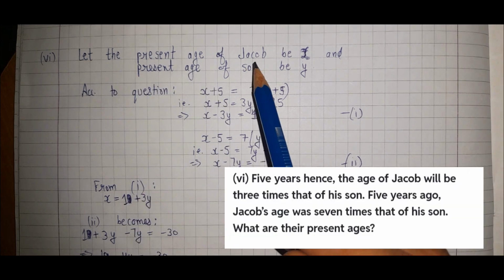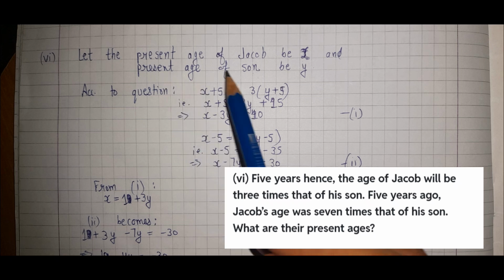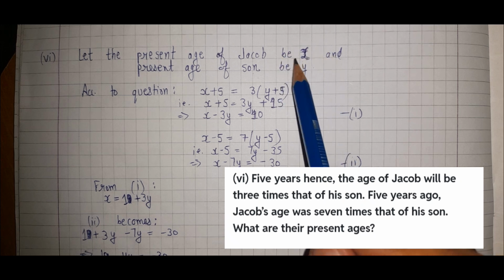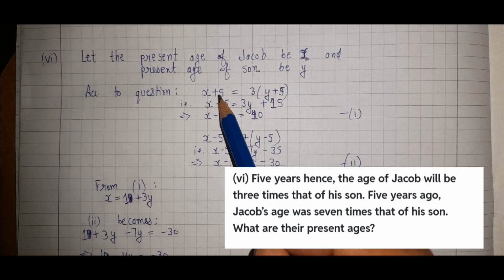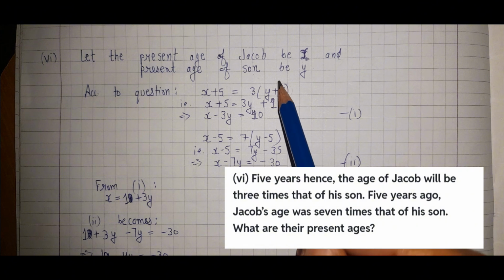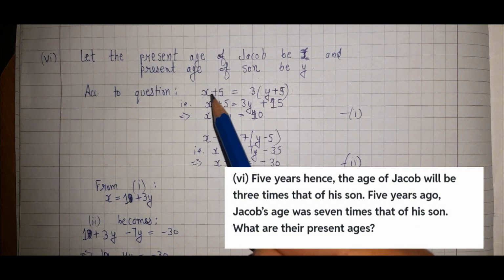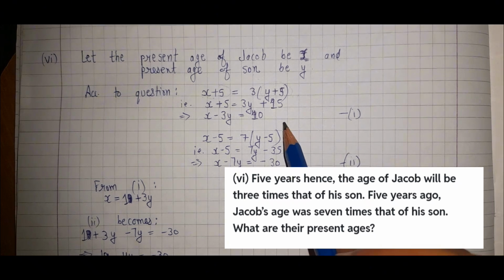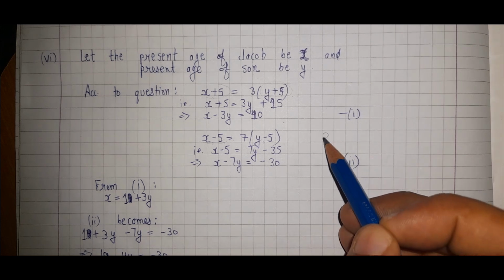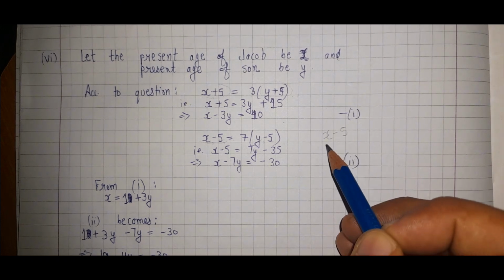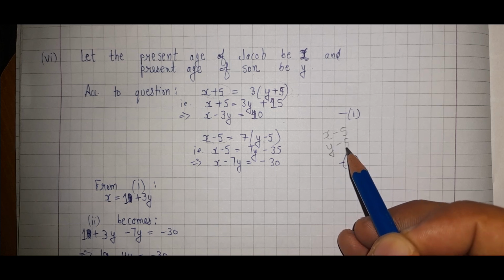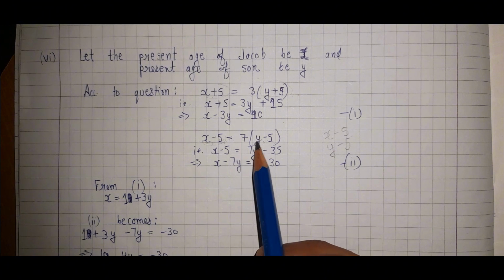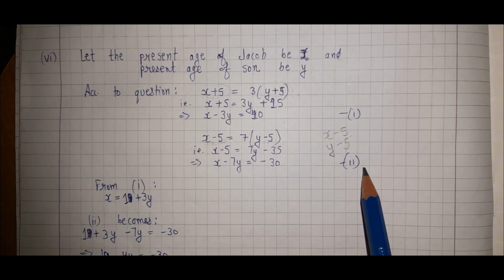Let the present age of Jacob be x years and the present age of his son be y years. So, after 5 years, the age of Jacob will be x plus 5 and the age of his son will be y plus 5. It's given that after 5 years Jacob's age will be 3 times that of his son. So we will get equation number 1. And 5 years ago the age of Jacob was x minus 5 and the age of his son was y minus 5. It's given that 5 years ago the age of Jacob was 7 times that of his son. So after solving we will get equation number 2.